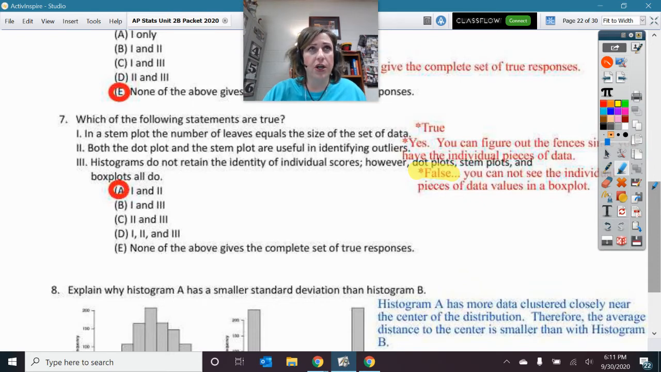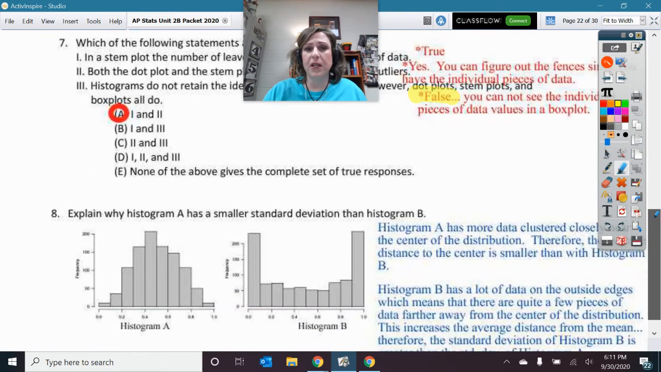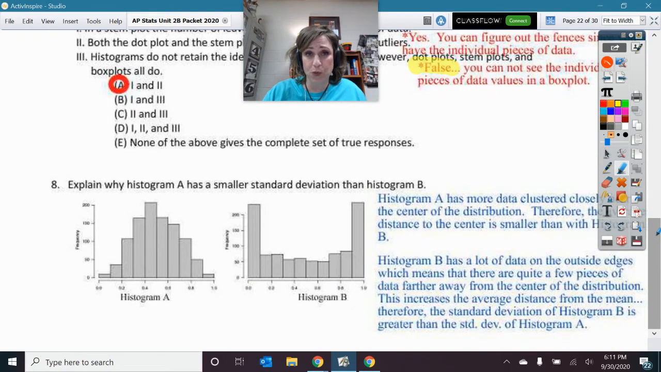Dot plots are supposed to give you those individual pieces of data values, or something really close. You can tell those pieces of data. All right. Explain why histogram A has a smaller standard deviation than histogram B.